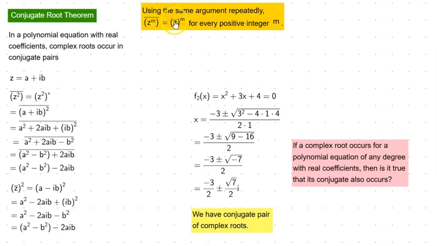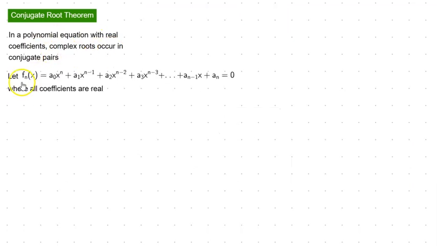doesn't matter. Using the same argument repeatedly, in general, we can say the conjugate of z to the power of m is equal to the conjugate of z, to the power of m, for every positive integer m. This is one of the properties that we are going to use to prove this theorem. Now let's look at the proof. Let f sub n of x, the polynomial of nth degree, be equal to 0, where all coefficients are real.